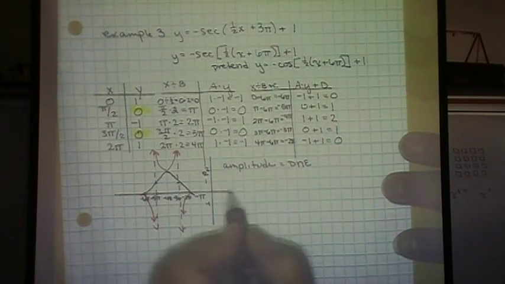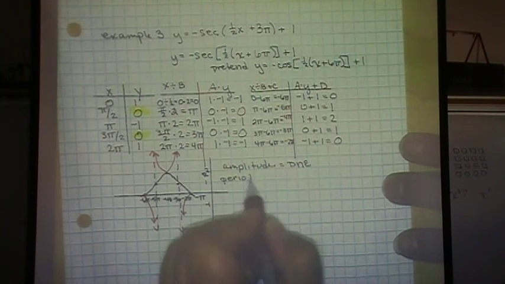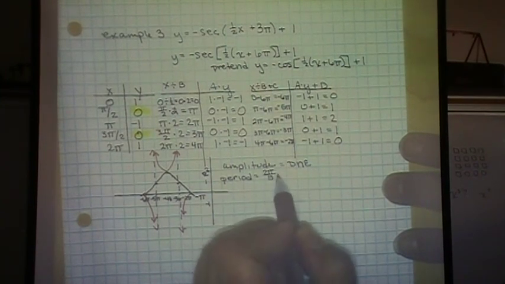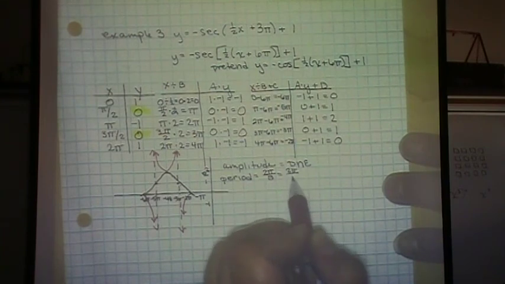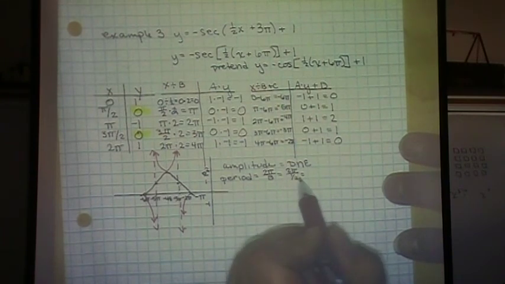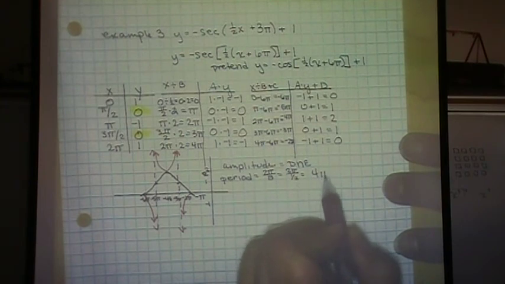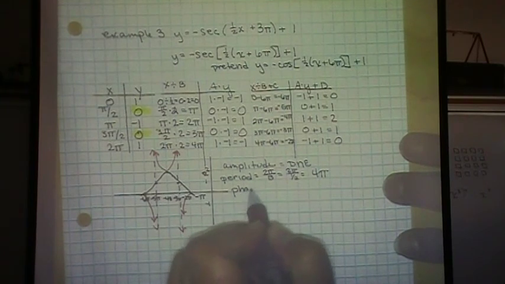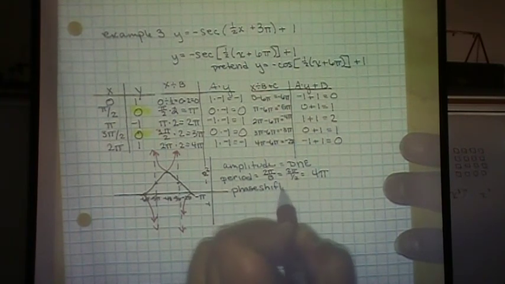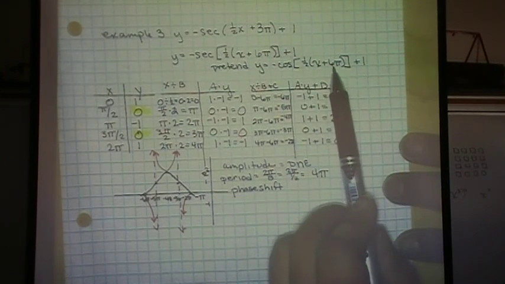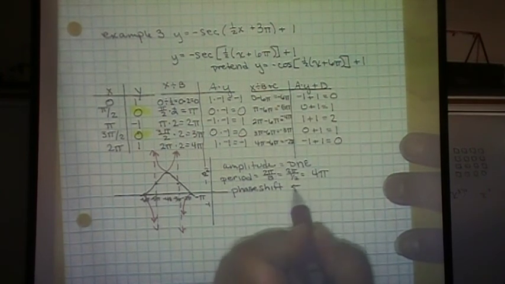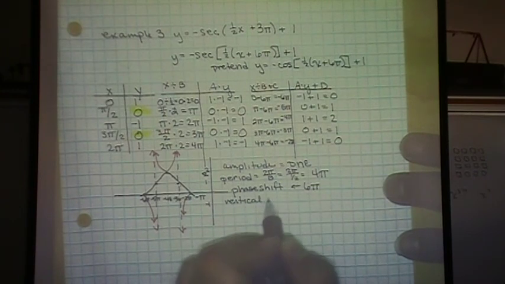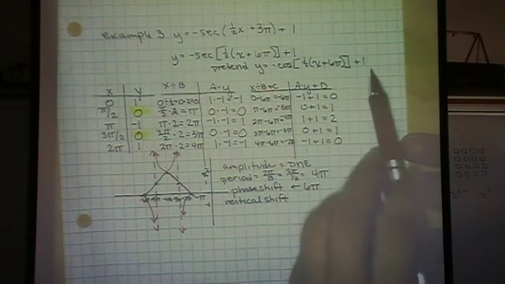Okay. Period. Found the same way as we do for cosine. It's 2 pi divided by b. Well, 2 pi divided by 1/2. Flip it over, change it to multiply, and it becomes 4 pi. Phase shift. Phase shift, it's moving it to the left 6 pi. Vertical shift is up 1.